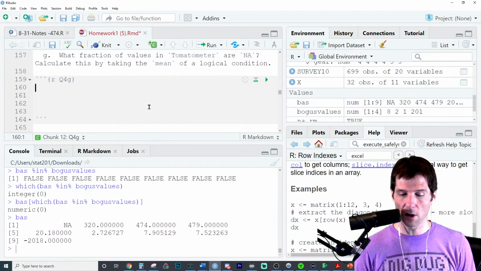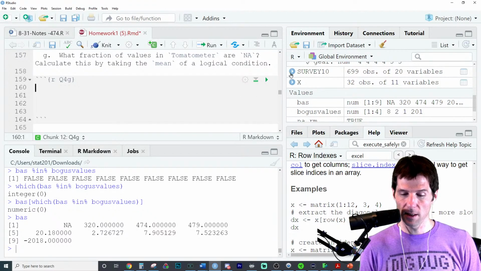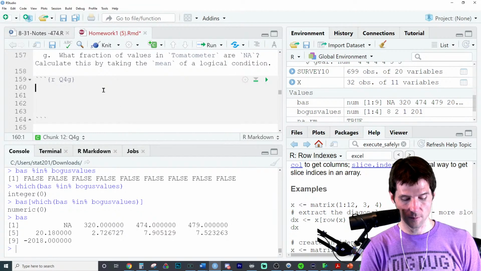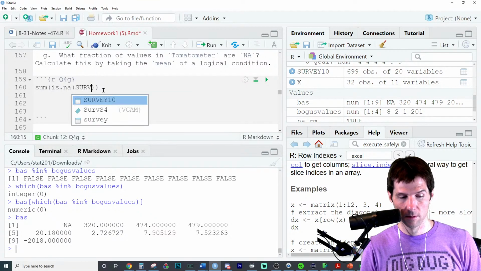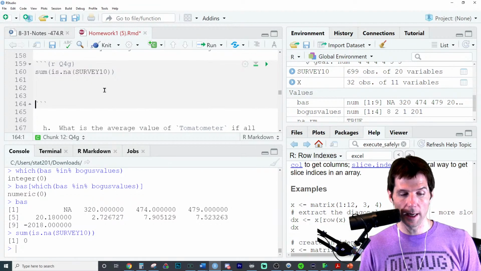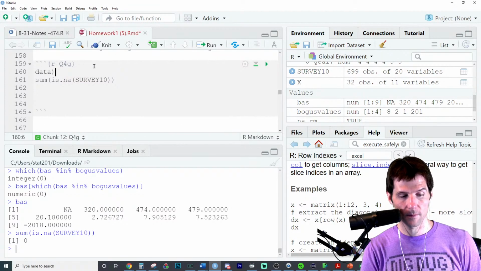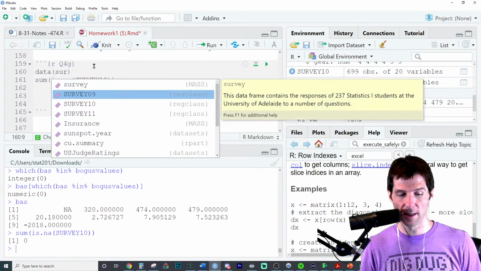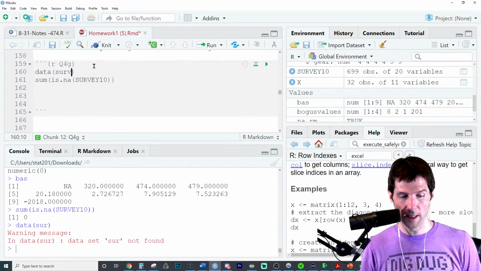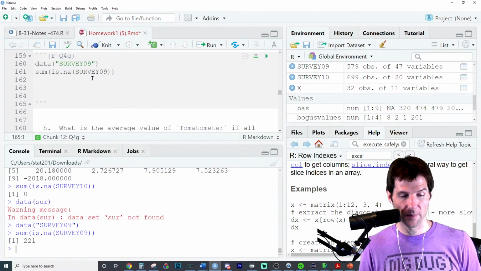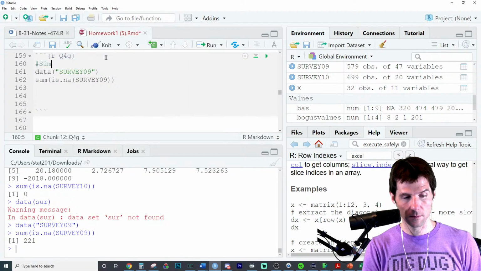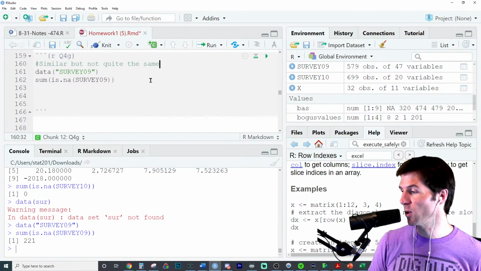If you're looking to see if things are NA, does this data set have any NAs in it? No NAs. I'm using a different data set. Once again, I do similar questions, not quite the same.